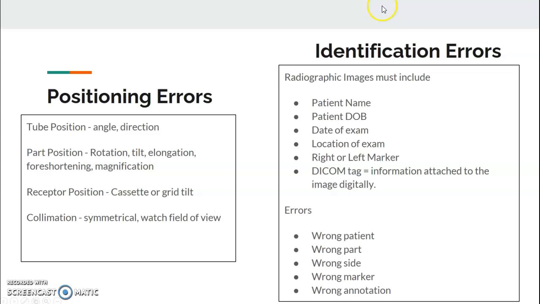Identification errors, it could be the wrong patient, the wrong part, the wrong side, wrong marker, possibly wrong annotation or wrong time annotated on the image. Those could all be incorrect ID markers, possibly.